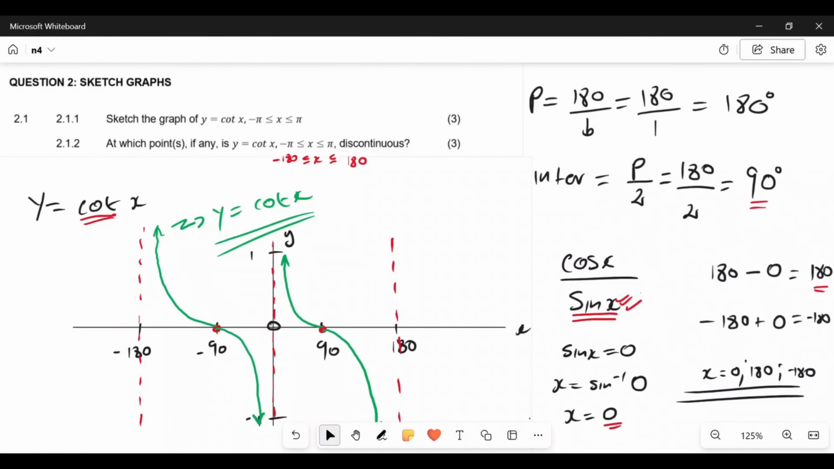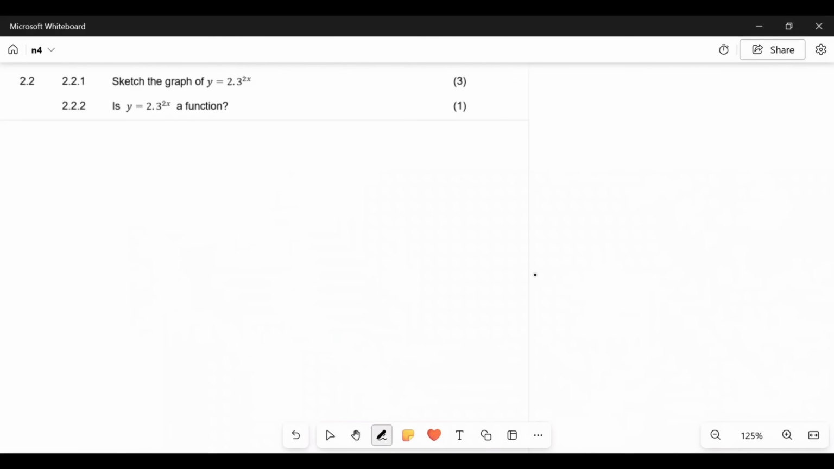All right, guys, we are done with 2.1. Let's look at 2.2. All right, guys, let's look at 2.2. Now, 2.2 has 2 questions here. We have 2.2.1 and 2.2.2.